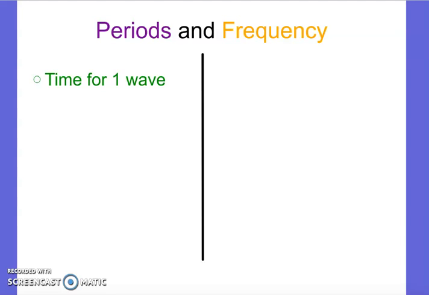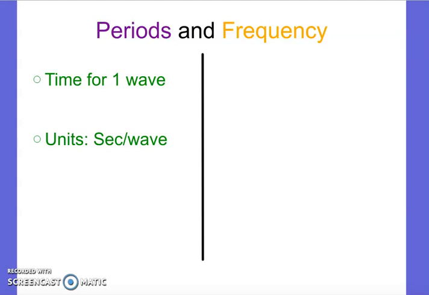So the period is what we define as the time it takes for one wave to travel or complete a cycle. So either from equilibrium to a crest, down to a trough, back to equilibrium, that would be one wavelength for a transverse wave, or one compression to a rarefaction, back to a compression for a longitudinal wave. And since it is a time, we're going to measure that in seconds per wave.